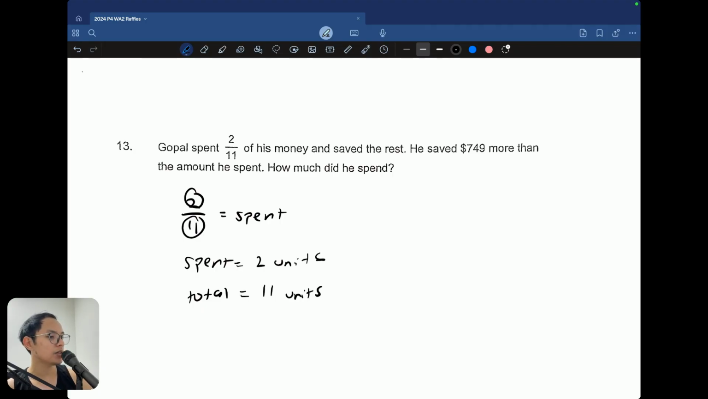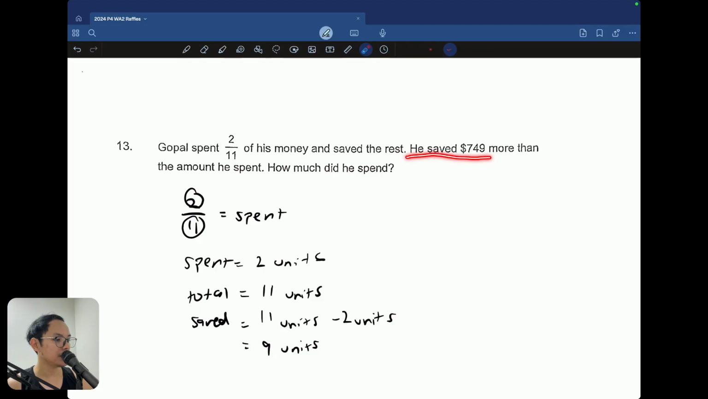Okay, so how much did he save over here? He saved how many units? So 11 units minus 2 units is equal to 9 units. Okay, so we know how much he spent and saved. The next thing is, when you see this statement, he saved $749 more than he spent, what does this mean? So let me just highlight. He saved $749 more than spent.